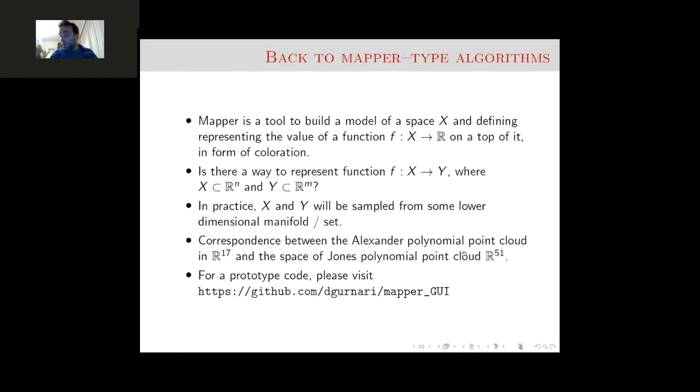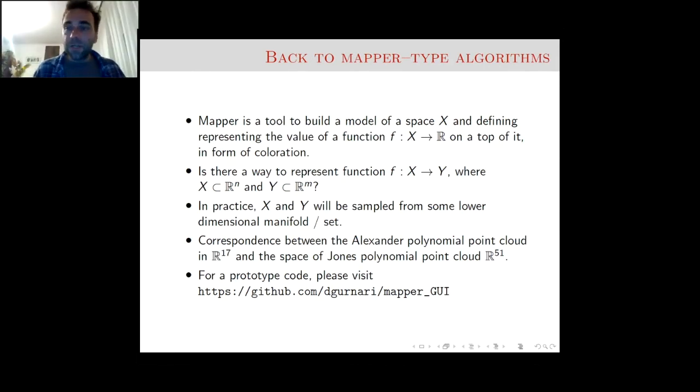What I want to do is take inspiration from knot theory to develop it further. As I mentioned already, Mapper is a tool to visualize the shape of a point cloud X, but it's also a tool to visualize a function using the coloration. So let's take it further. How about visualizing functions from X to Y, where X is a subset of R^n and Y is a subset of R^m, and n and m are far larger than 1? So we have a map between two point clouds of higher dimension. Can we use Mapper to visualize this map? That's the first question.